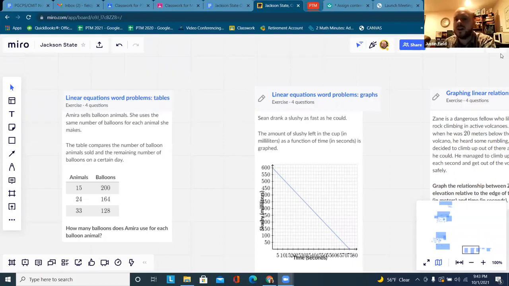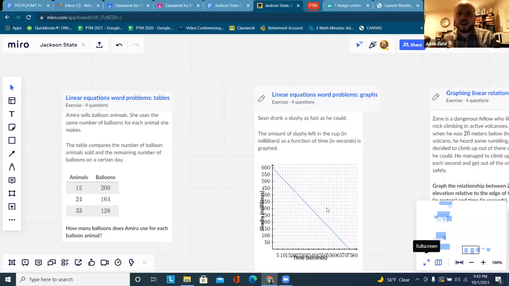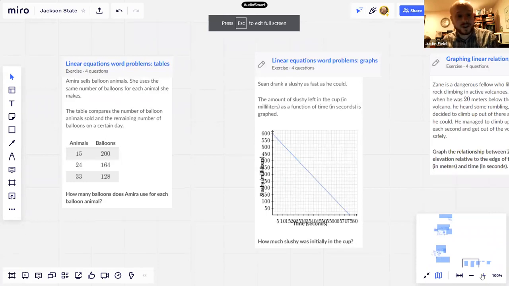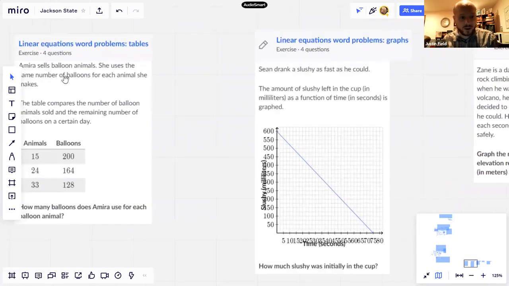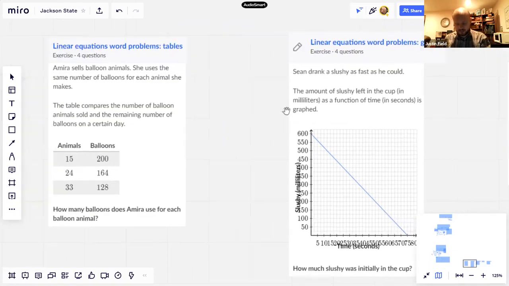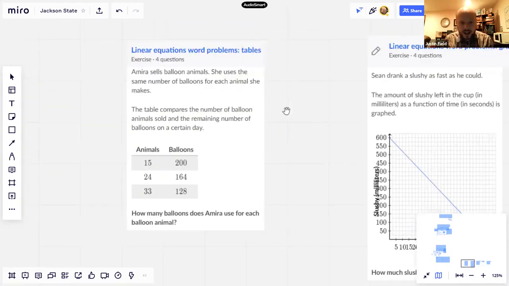All right, let's talk about linear equation word problems. So just wanted to lighten the mood for a second because we're talking about word problems today. All right. I know you're excited about that. But we laid the foundations last week in week 4. This is week 5.